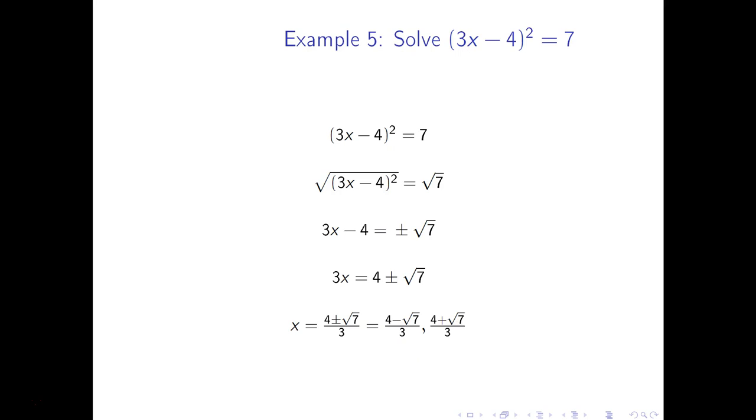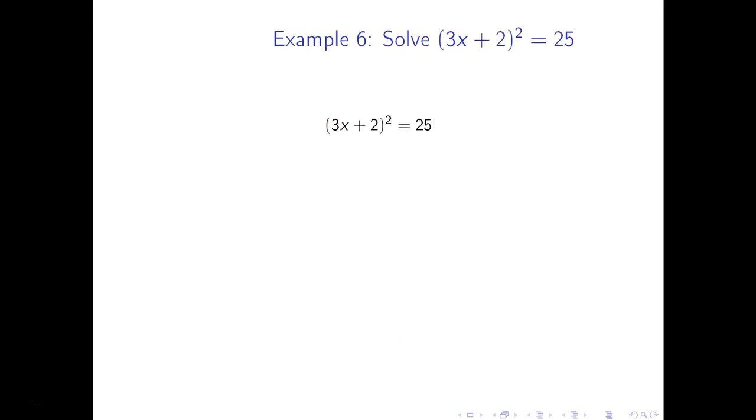All right, with that in hand, I want you to try this one. Can you solve this using the square root property? Okay, hopefully you did that. So we can square root both sides. And I get 3x plus 2 equals plus or minus 5, because we've already talked about the square root of 25, and don't forget the plus or minus.